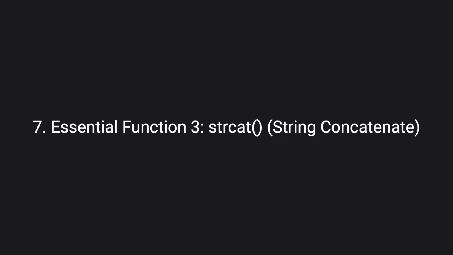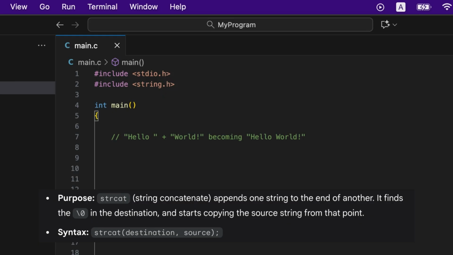Seventh, essential function 3, string concatenate. Purpose: string concatenate appends one string to the end of another. It finds the \0 in the destination and starts copying the source string from that point. Syntax: string concatenate, destination, source.